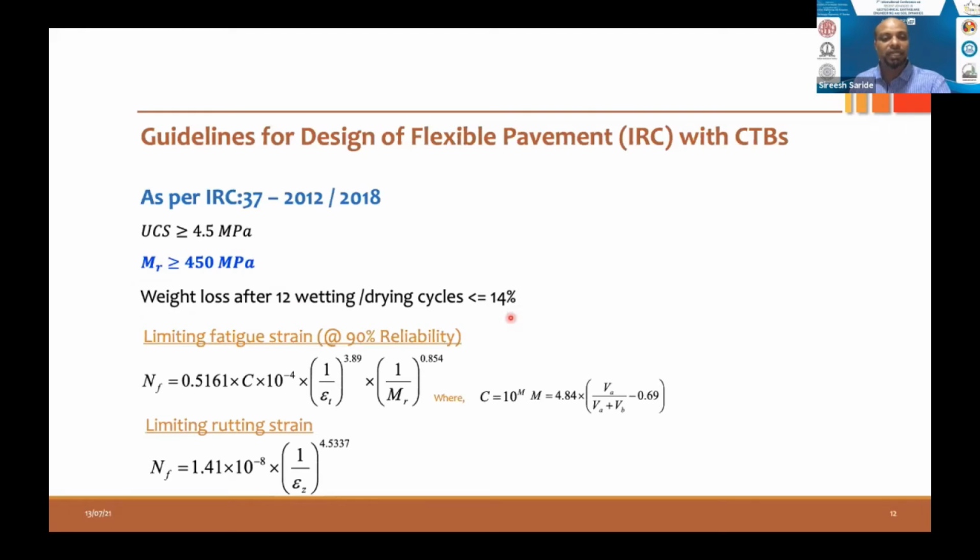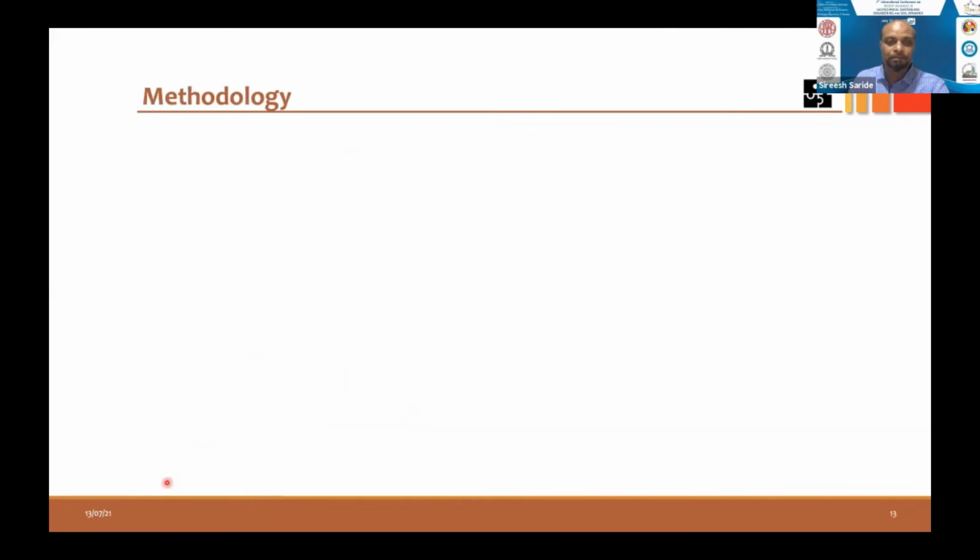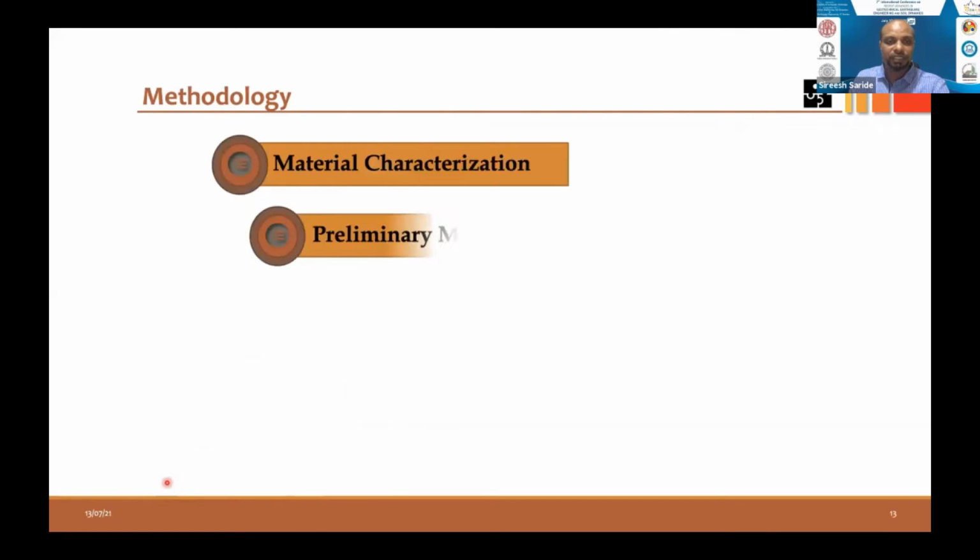If the material weight loss is more than 14%, that means the cement treatment or any stabilized material is not meeting the requirement. So they will not be considered for pavement construction, because they can deteriorate before the end of the design life. So these are fatigue and rutting limiting strain equations, where the resilient modulus of the particular subgrade layer is considered. And here is the tensile strain, and this is the vertical strain, and NF are the limiting life cycles or service life of the pavement. So this is the methodology that we have adopted.